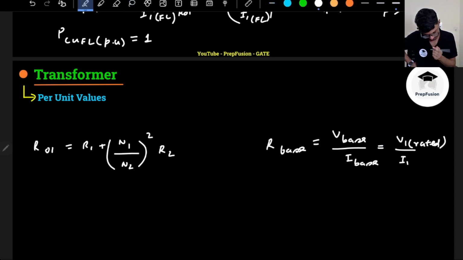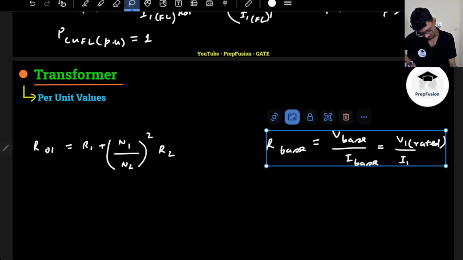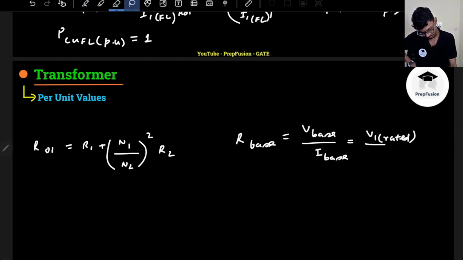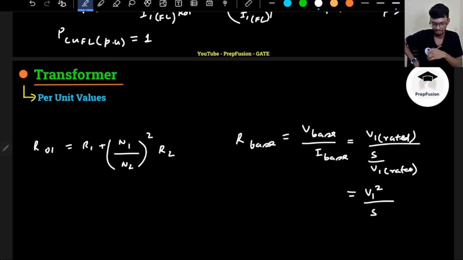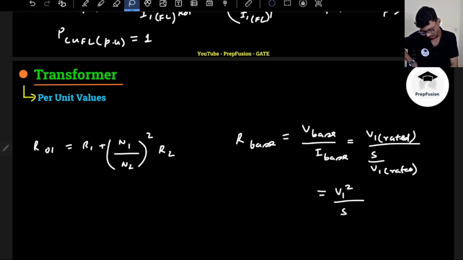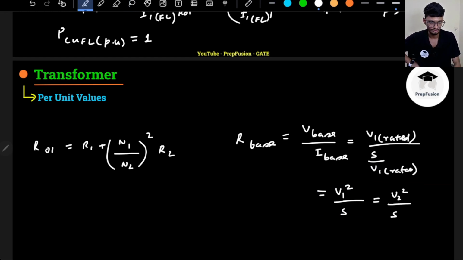All right, I can write this in terms of the kVA rating. So it will be S, the rating, divided by V base, V rated. So this is S divided by V rated. So it will actually equal V1 whole square divided by S, right? Because S is the same on the secondary and primary, the kVA rating does not change. Also, R base can be written as V2 whole square divided by S, the rating of the transformer.